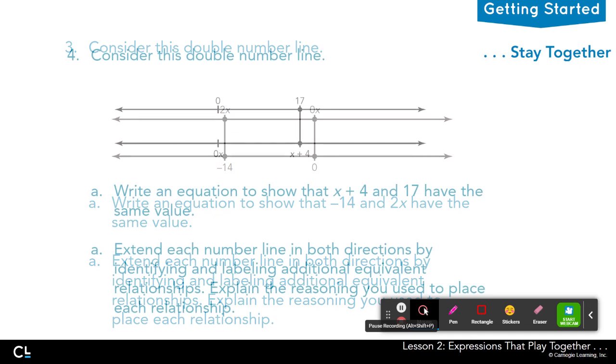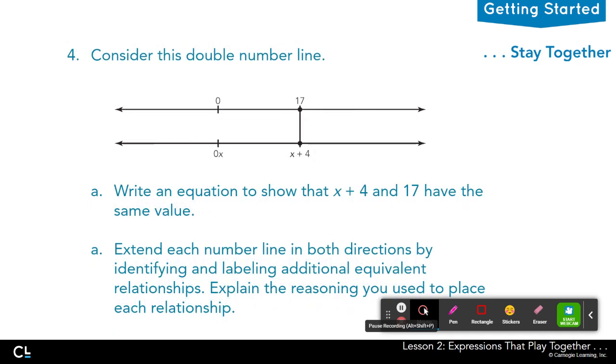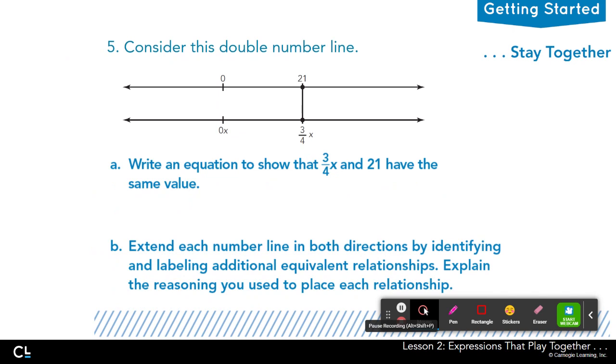You're also going to complete question number 4 for this equation here. And then you're going to look at question number 5 and do the same exact thing. At this time, go ahead and set a timer for about 4 to 5 minutes. You can work on your own or with a partner, but use this time now to work on questions 3 through 5, writing an equation, and then also extending the number line in both directions. Pause here.